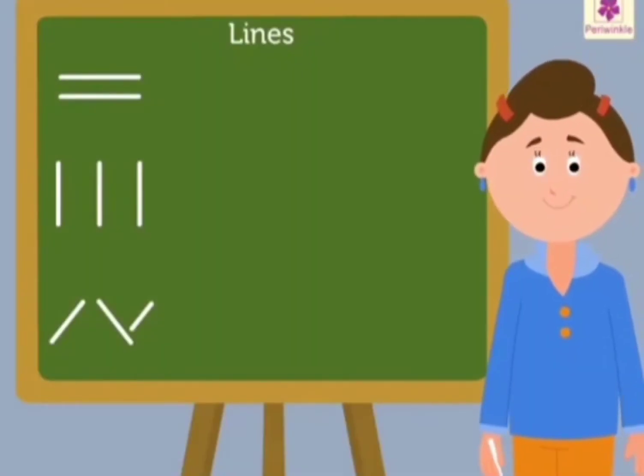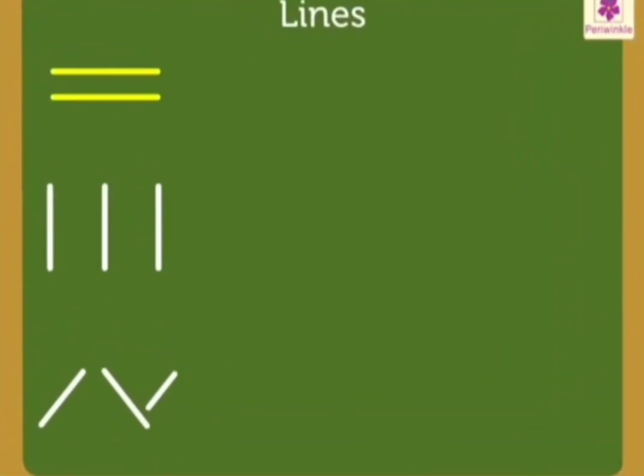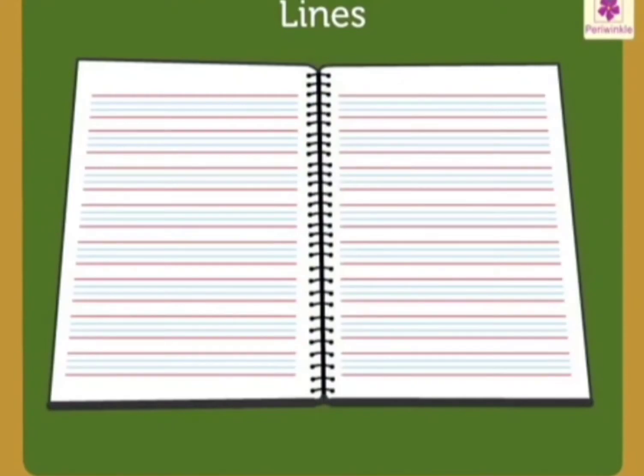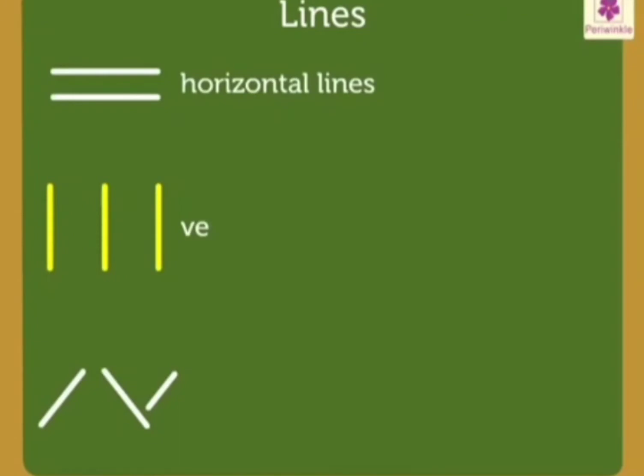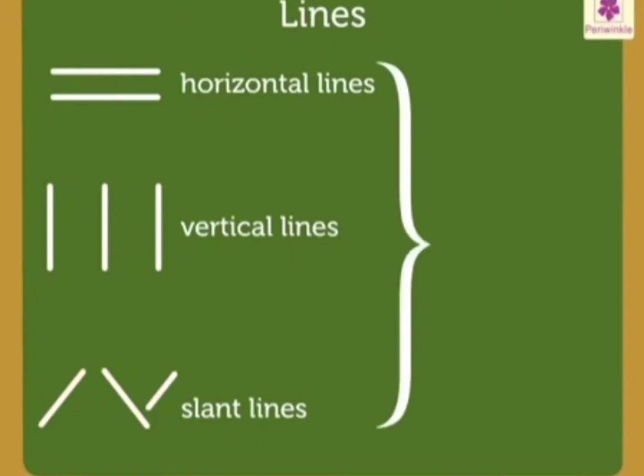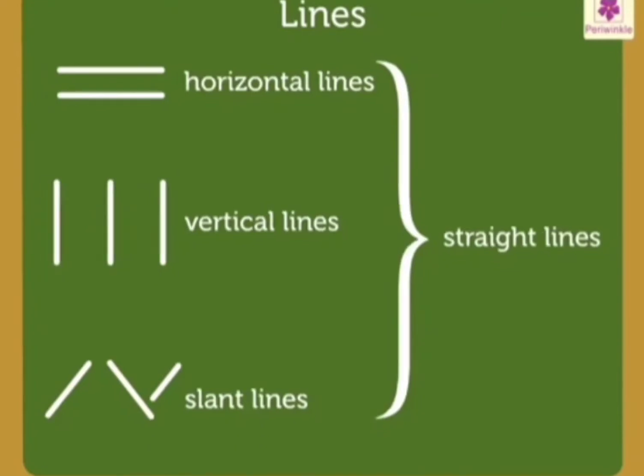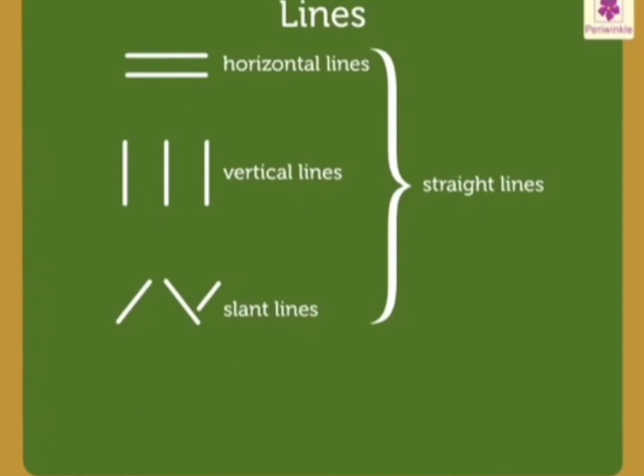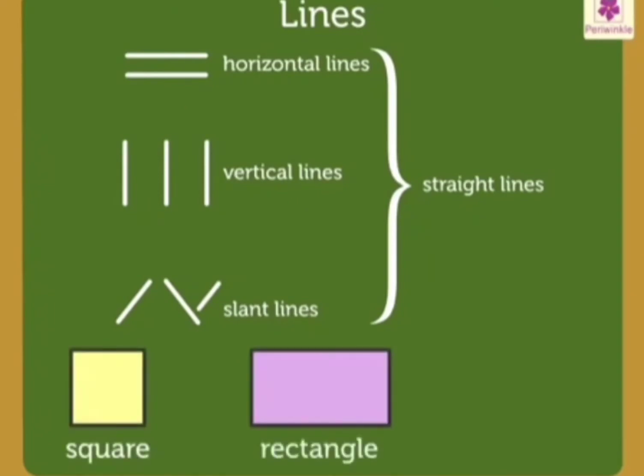The first line is called the horizontal line. The horizontal lines, for example, are the straight lines in your three-line notebook. Second is called the vertical lines. And the third is called the slant lines. These three lines are together called straight lines. From these lines, we can make different shapes, for example, square, rectangle, and triangle.